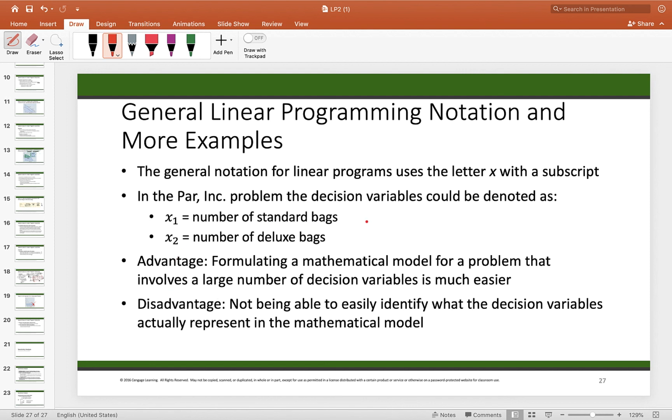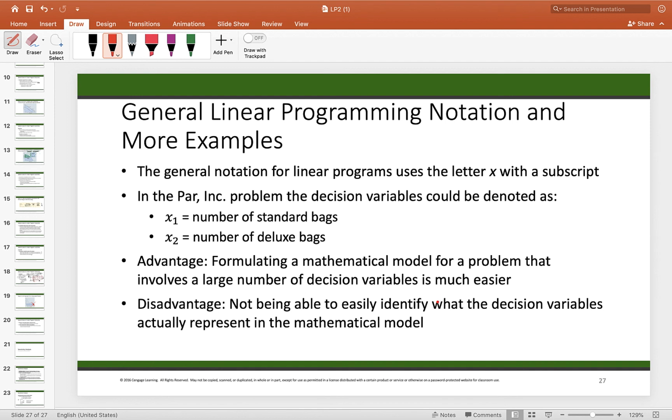If you want to continue with the examples, you can have more than two items you want to make a decision on. There may have been a third bag, a lower end bag, not just a standard and a deluxe. There may have been an economy bag, and you'd be making a decision on three of them.